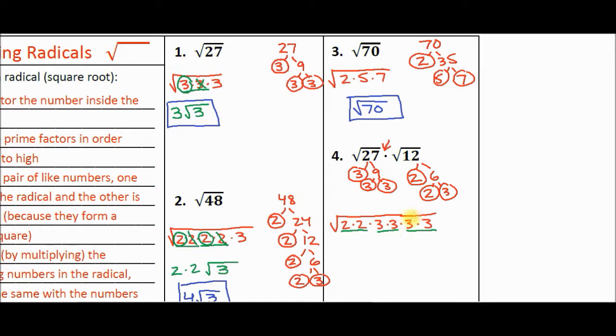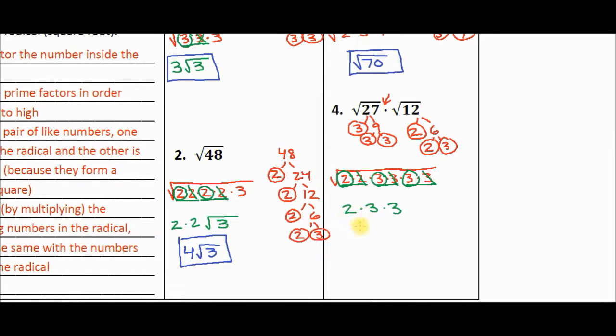You see right now, we're not going to be left with anything inside the radical. We're going to be left with a whole number. 1, 2 escapes, 1, 2 is canceled. 1, 3 escapes, 1, 3 is canceled. And 1, 3 here escapes, and 1, 3 is canceled. Nothing is left inside the radical, so all we have to do is multiply these numbers together. 2 times 3 is 6. We still have times 3 left. 6 times 3 is 18. So our final answer here is 18.